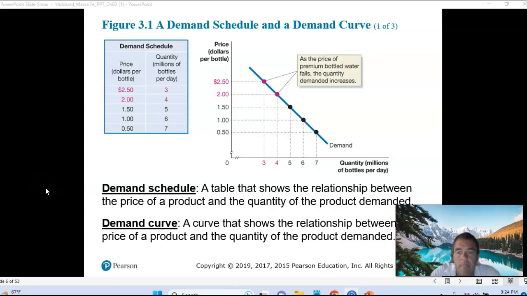Hi everyone. Another concept we're going to look at is the law of demand and how the demand curve is derived. If you look right now at this table, we have a demand schedule that shows this list of prices and quantities. So at $2.50, what this is telling us, 3 million bottles will be purchased. So you try to relate this to yourself. At $2, 4 million bottles will be purchased. At $1.50, 5 million bottles will be purchased. What you're noticing is, as the price decreases, people want to buy more of something.